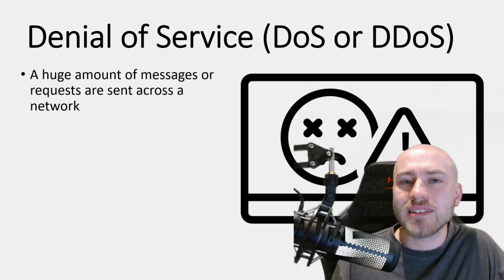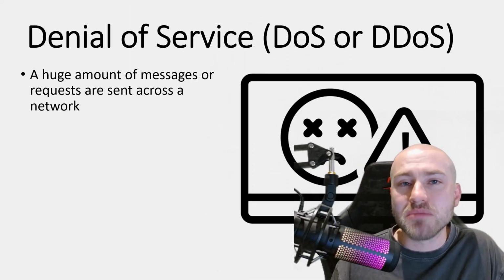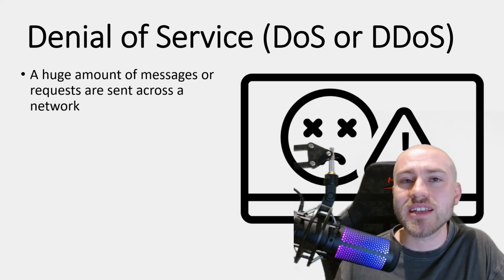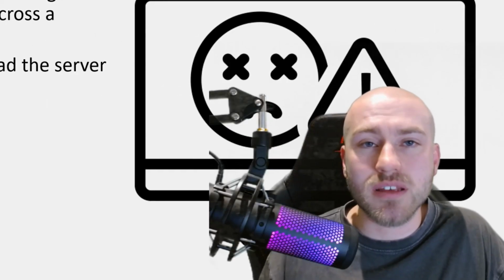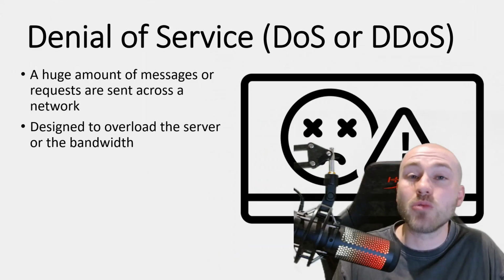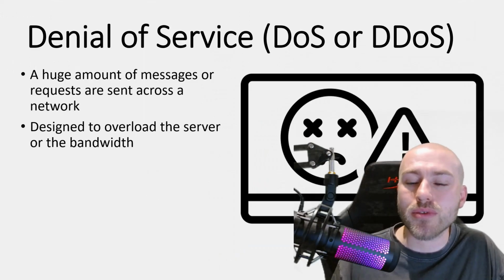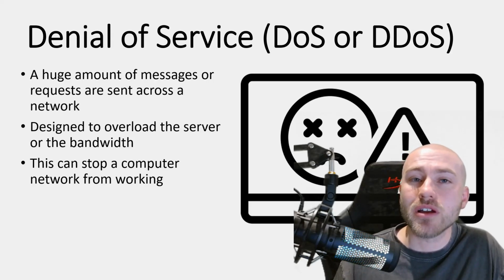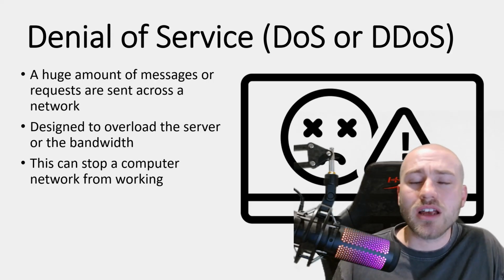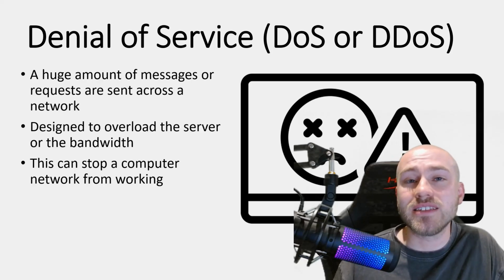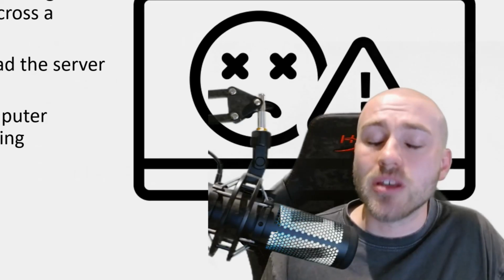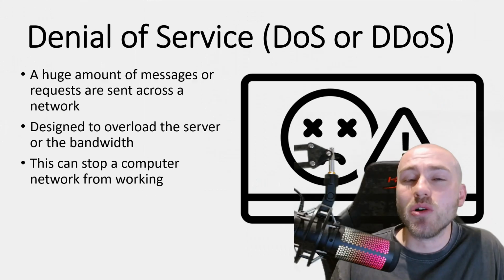When you use a network, you're sending packets of information, and a DOS attack is when a large amount of packets are sent to a destination. Now the sheer volume of this amount of information being sent is what's going to overload the server or bandwidth. This in itself can just stop a computer network from working. Now the difference between a DOS and a DDoS is the extra D in DDoS stands for distributed. So a distributed denial of service is much harder to track as it comes from multiple places.